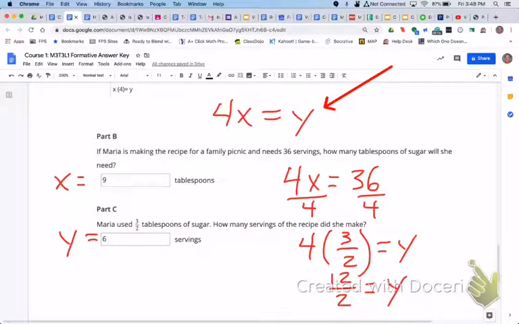For part C, how many servings of the recipe did she make? So we are trying to determine the value for y. So 4 times 3 halves is going to be 12 halves. Y is going to be equal to 6 servings.